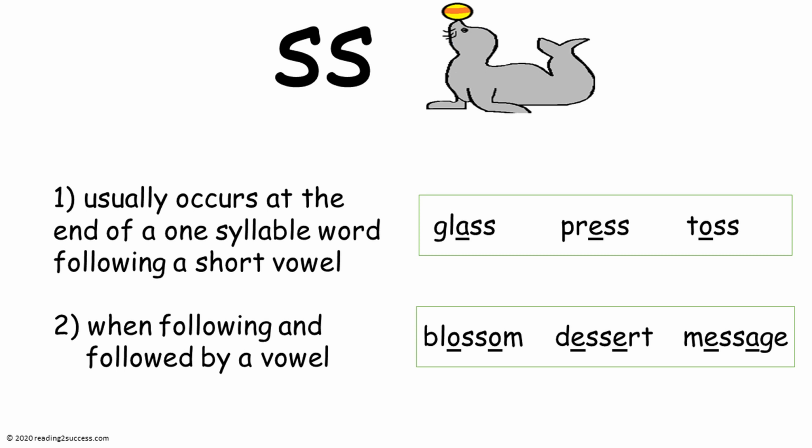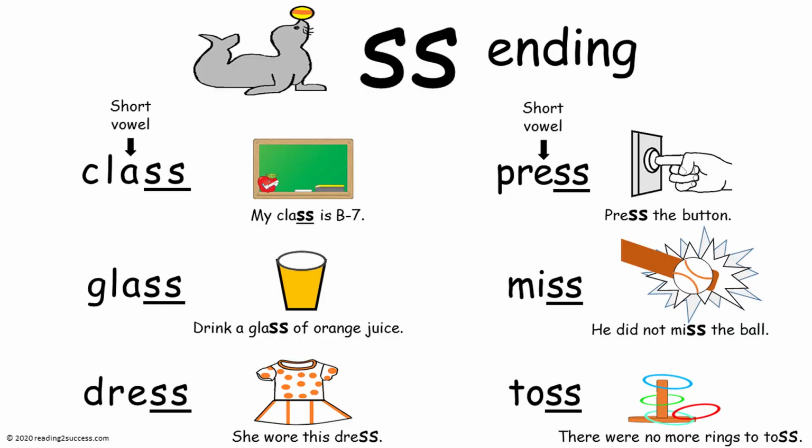Or it can appear in the center or middle of a word when following and followed by a vowel. Blossom, the double S follows the vowel O and is followed by O. Then we have dessert following an E and followed by an E, and then we have the word message.